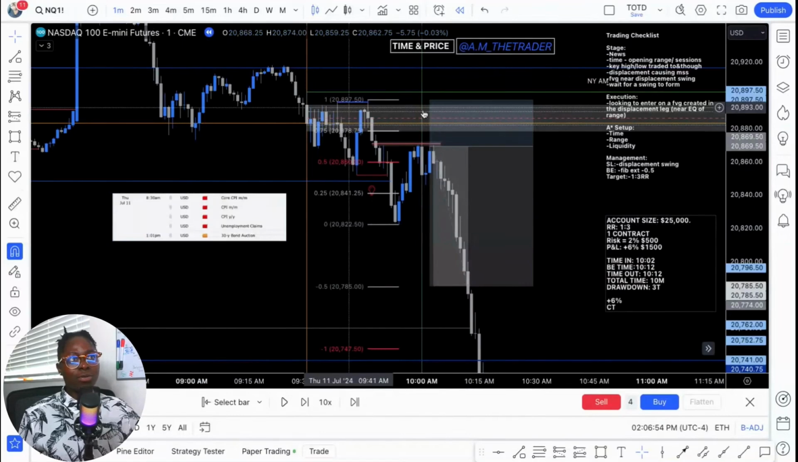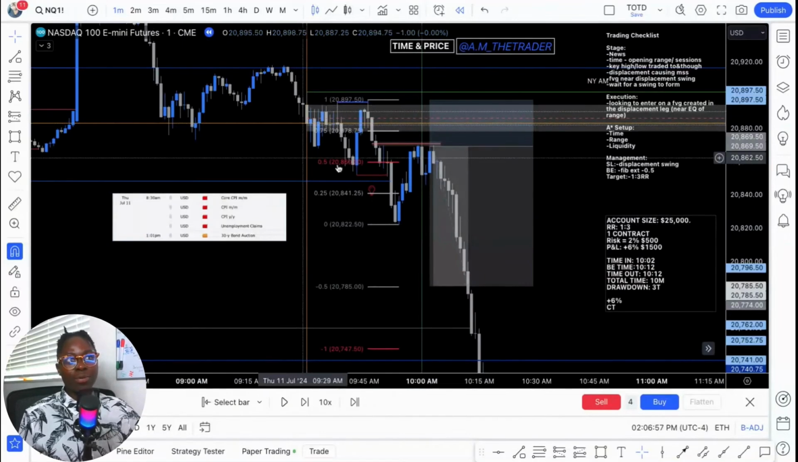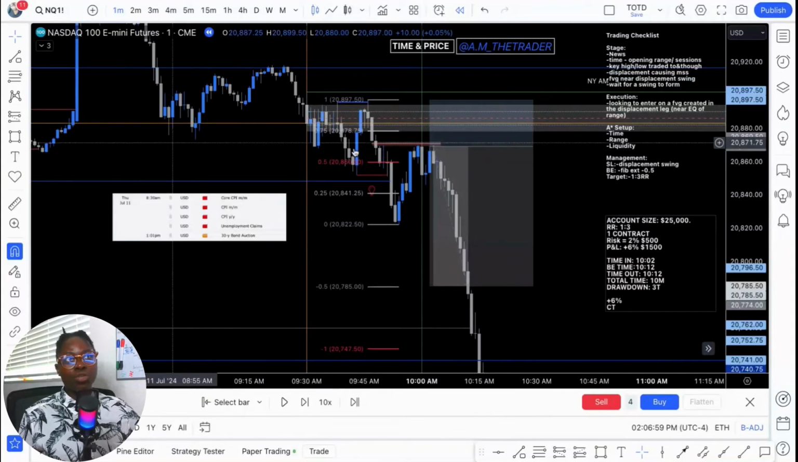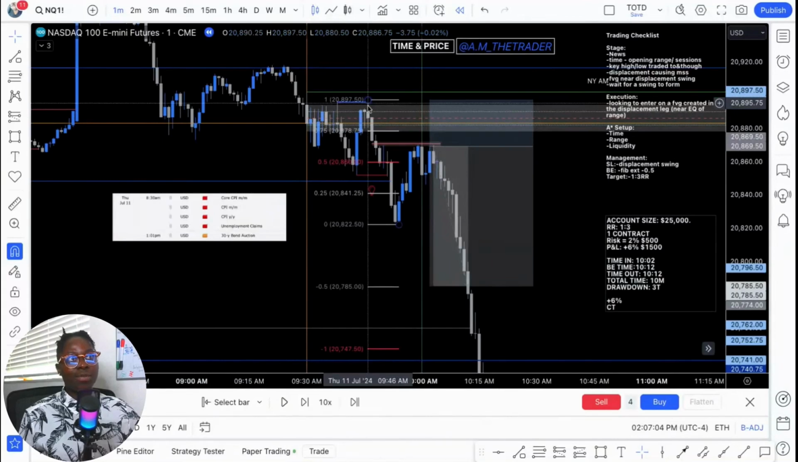9:30 to 10 o'clock opening range. We're not trading, we're looking to see what price is doing. Opening range, we had price trade above a key high. It was a London session high right here. Liquidity was taken above a key high. Displacement lower causing the market structure shift. Displacement leg lower has a fair value gap, SIBI, near the swing high.